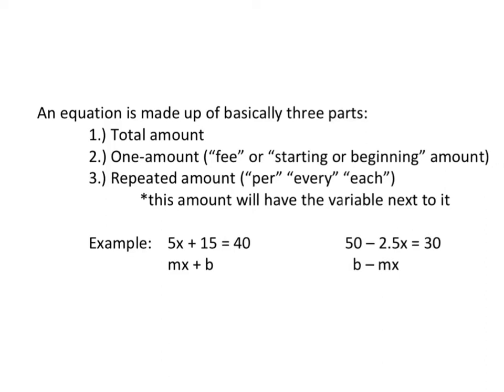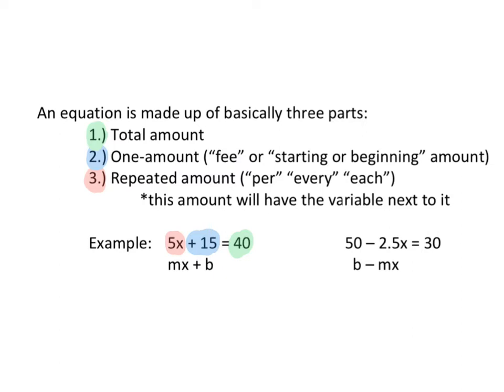The variable means the x. So in our example, we have 5x, that's the repeated amount. So to help you realize, I'm going to show you by highlighting the repeated amount, and that's number 3. The one-time fee, that's what stands alone, so that's number 2. And your total is on the other side of the equal sign. That's number 1.